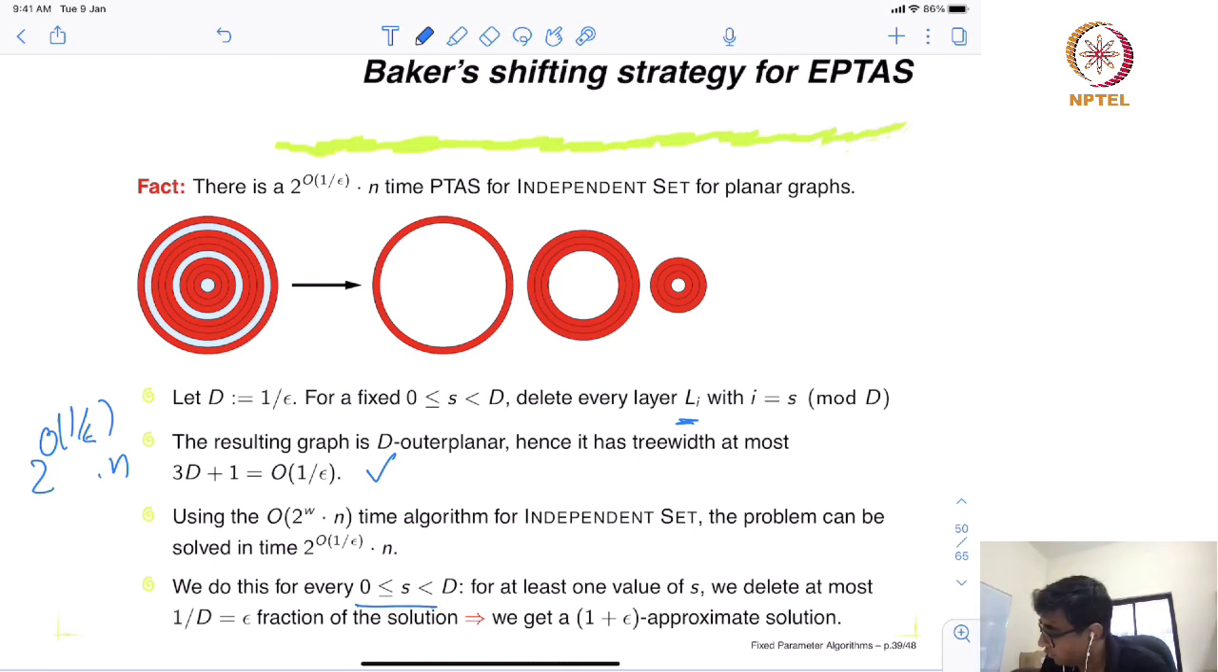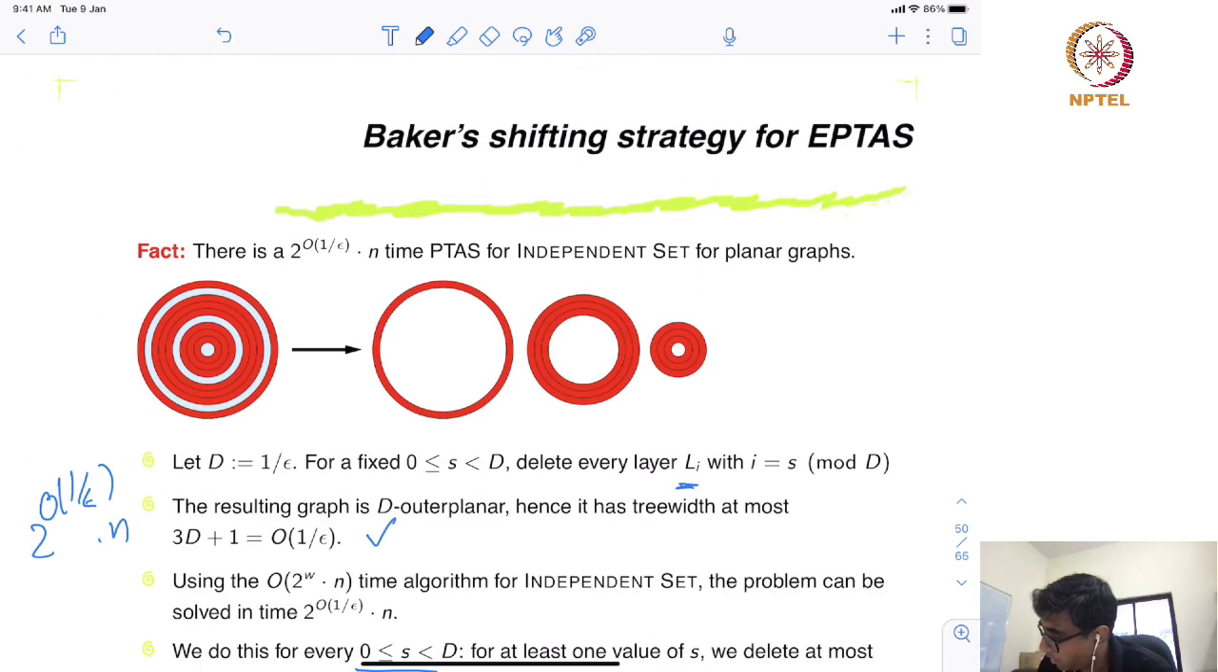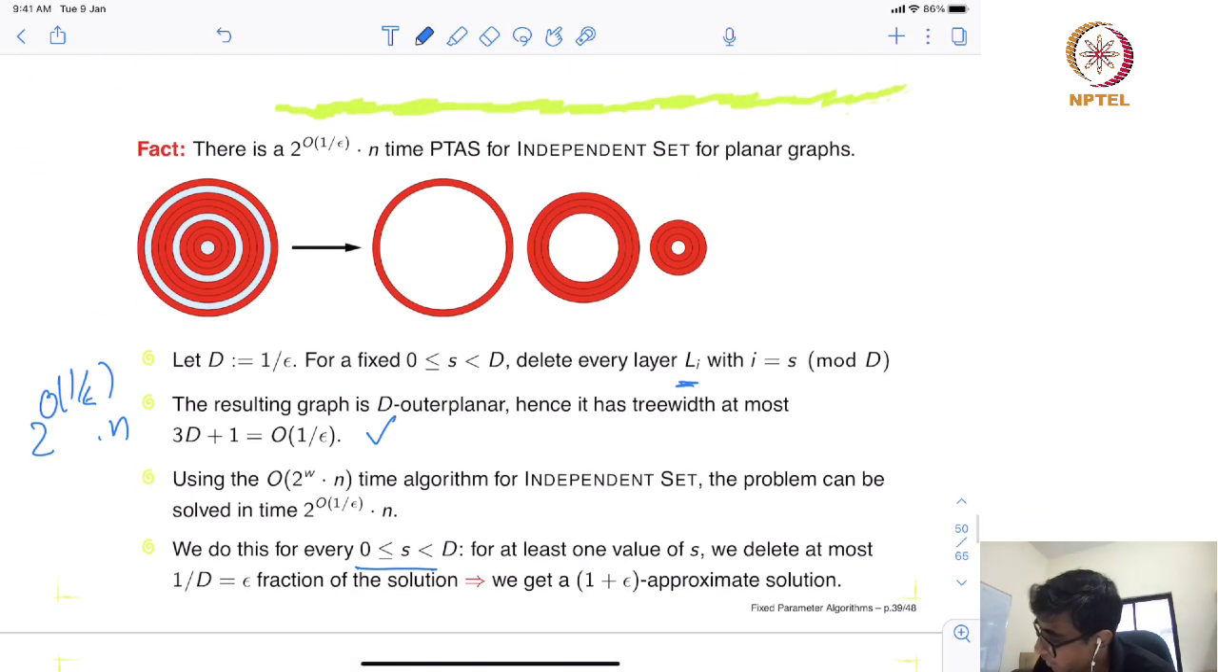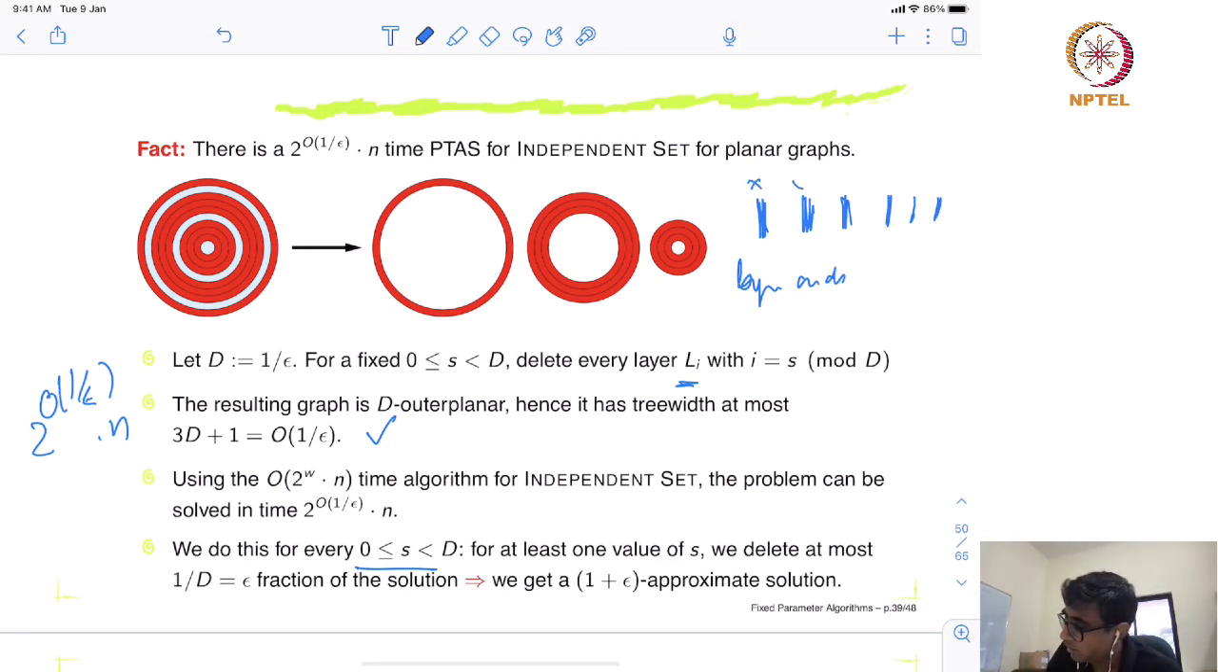What do you know about this? Look at the pigeonhole principle. What does the pigeonhole principle tell us? Look, this is some layer, this is some layer, and these layers are disjoint. Your independent set vertices are distributed among them. When I say layers, this is some set of layers L1, L2, up to Ld. Now look at the independent set vertices. By the pigeonhole principle, at least one layer will contain at most a 1 over d fraction of them.